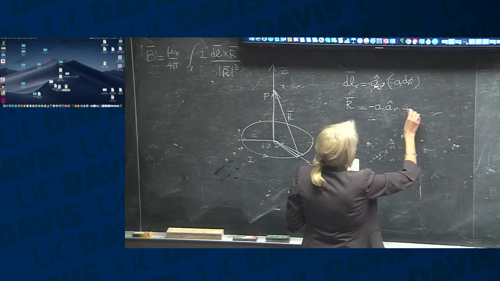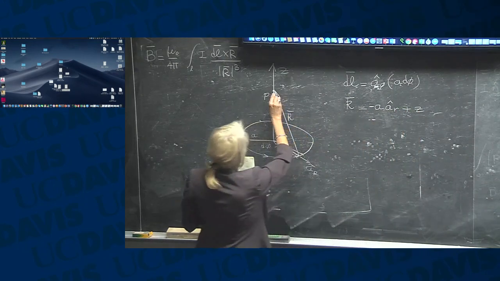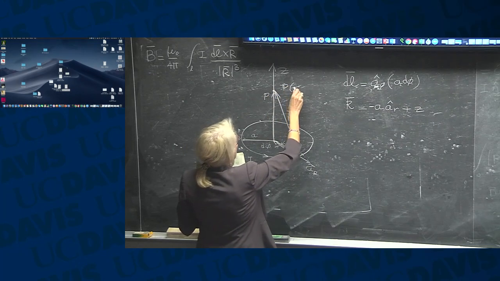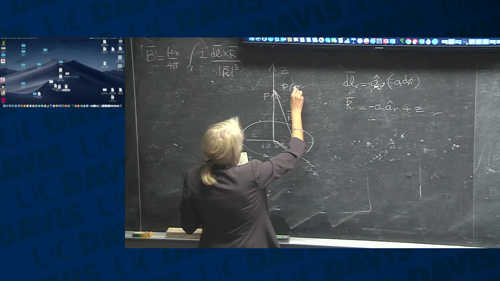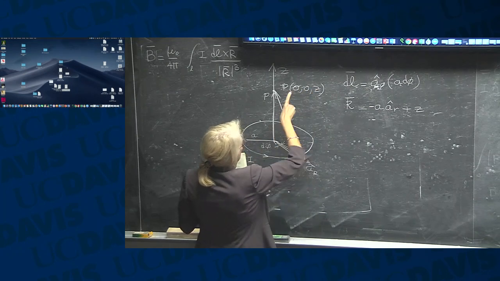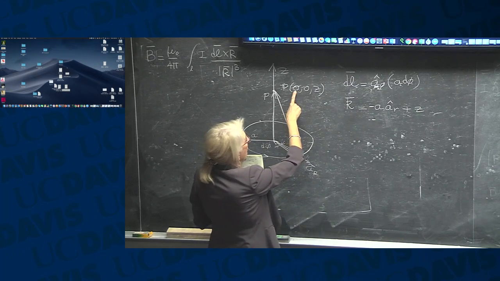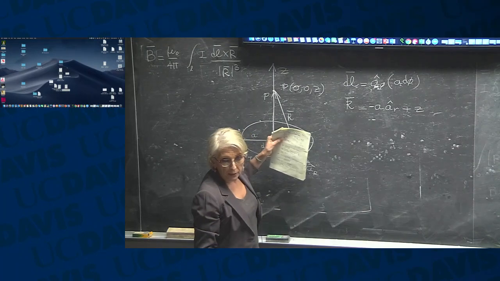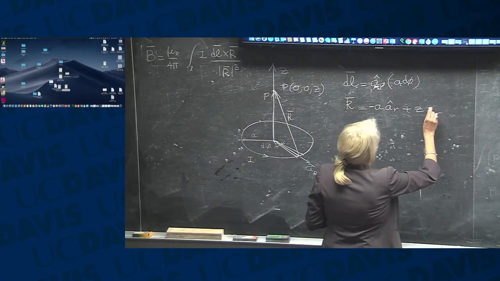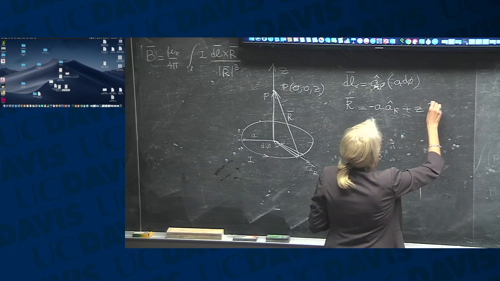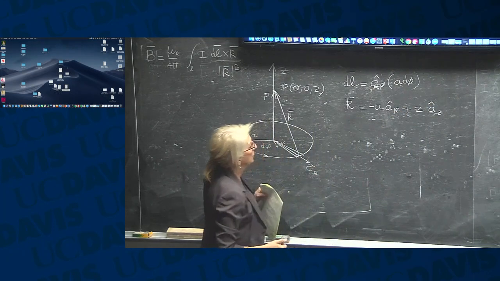And then it has the z, because this is z. This point P here has 0, 0, z: 0 coordinate along the r, 0 coordinate along the phi, and z coordinate along the z. That's your point. And therefore, this is going to be written like this. Okay?